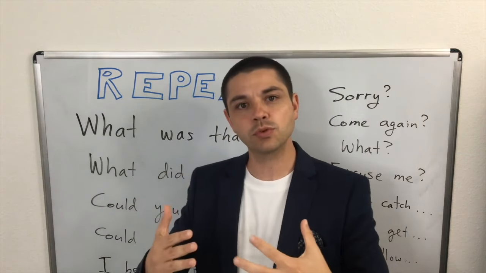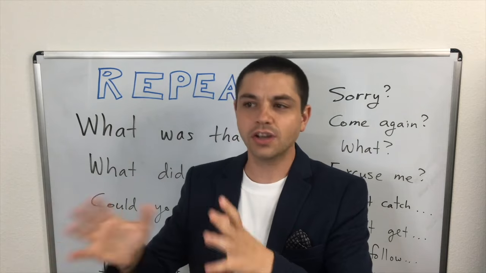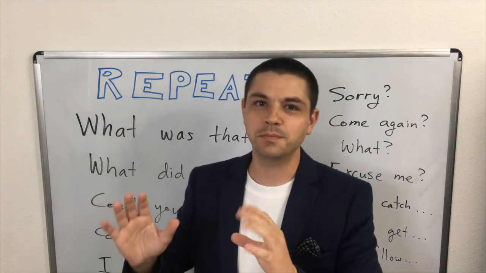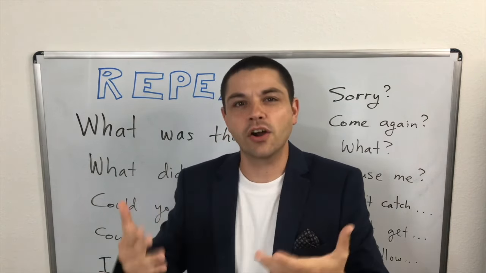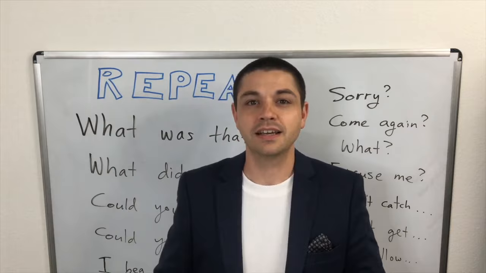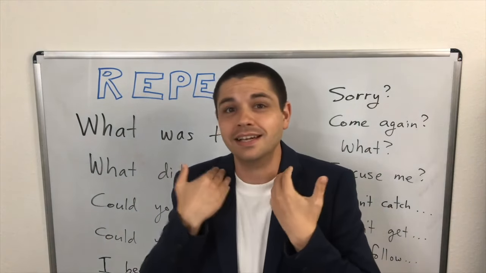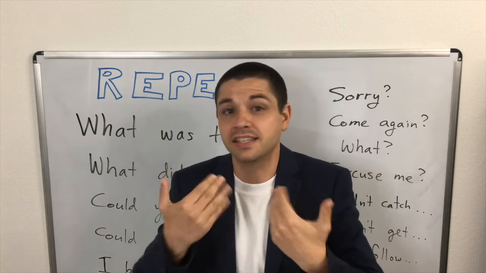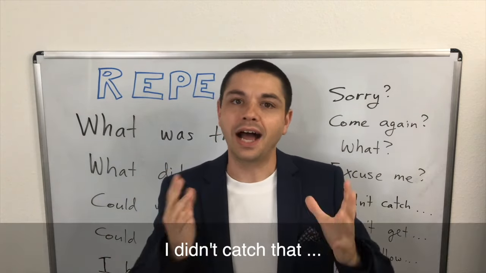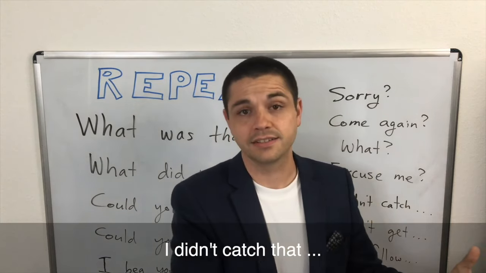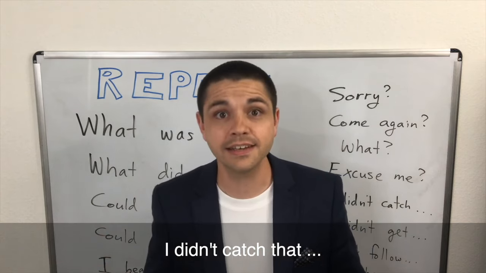Because sometimes when we repeat again and again, and we tell a person, "Sorry, excuse me, what did you say? Could you say that again?" maybe they feel like they are not clear, right? And sometimes that's true. But if we want to tell them specifically that we didn't understand it, we didn't hear them, then we should say something else. And we can say, for example, "I didn't catch that. I didn't catch what you said. Could you say it again?"